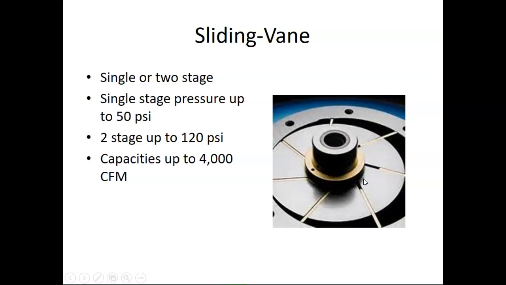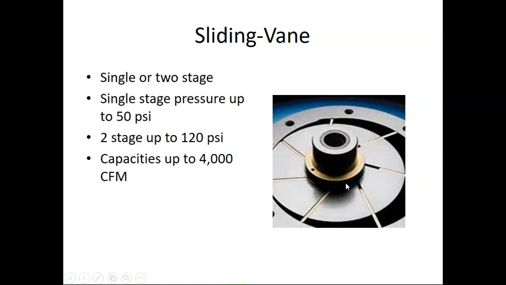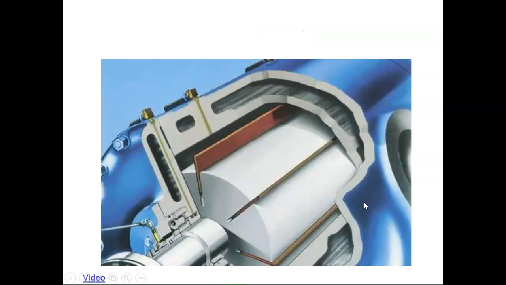But these could be single stage or two stage. Single stage gives you a pressure of up to 50 psi. Two stage can be 120. And these have a capacity of up to 4,000 cubic feet per minute. You can see the way these work. Here is your area that your fluid travels in. It narrows at one end, expands at the other. The vanes have the ability to slide in and out as they move, allowing you to expand your area and then retract the area. Does that make sense? So that no matter what, you've got a good seal.